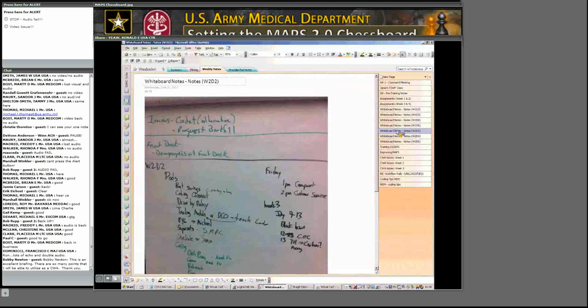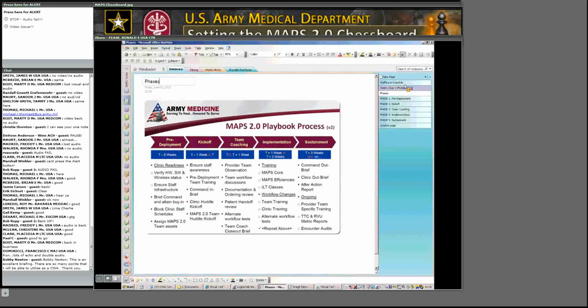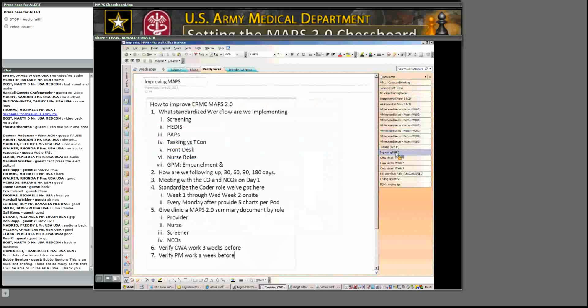Additionally, I've got some summary information here that talks about the overall staffing, as well as what we were trying to accomplish in Wiesbaden specifically. Let's see, coding tips. Here's a good one. Here are the notes I documented while at Wiesbaden.